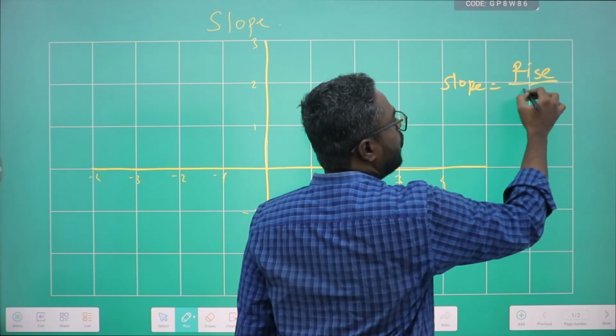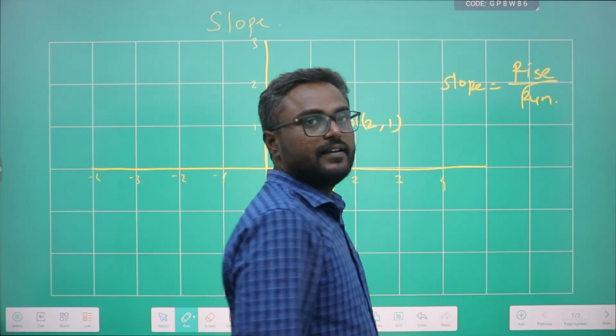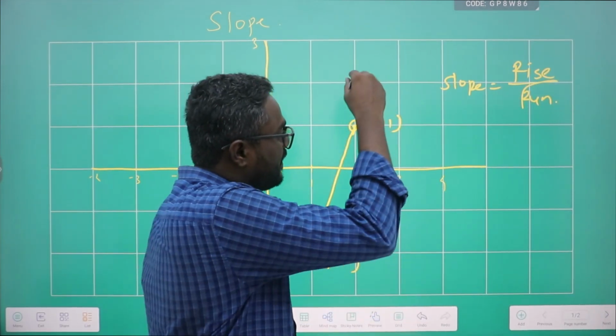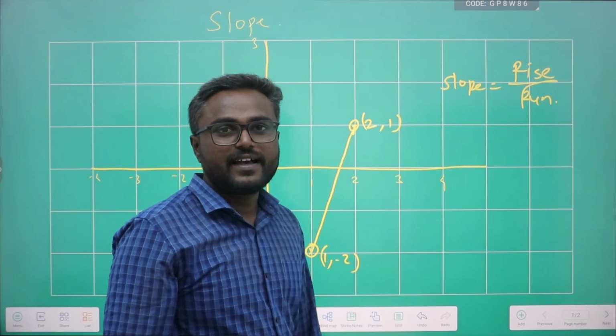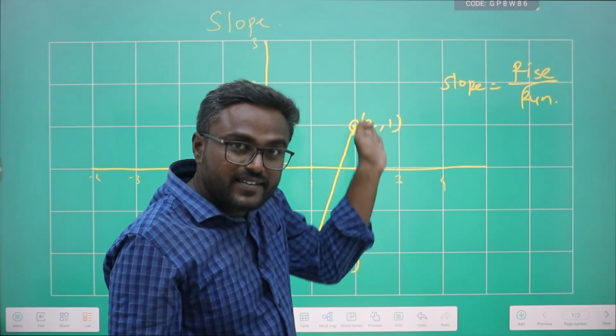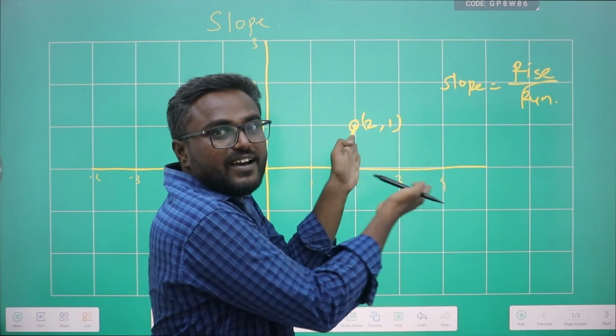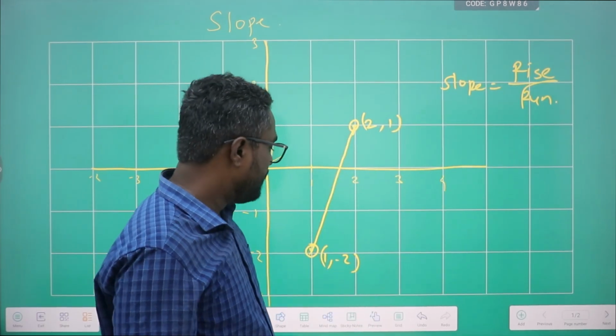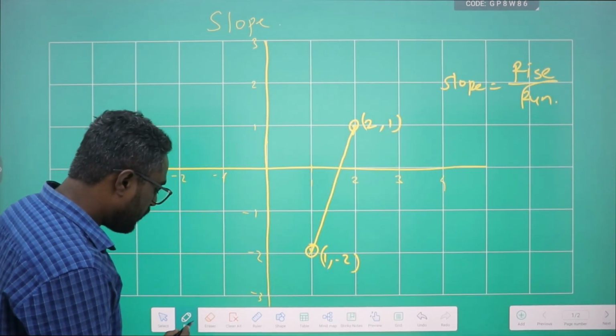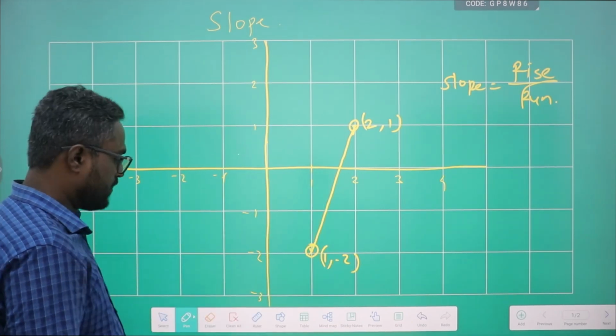rise over run. So rise means what? How many steps have we raised in the vertical axis? Run means what? How many steps have we changed in the horizontal axis? Now let me try solving it for you.